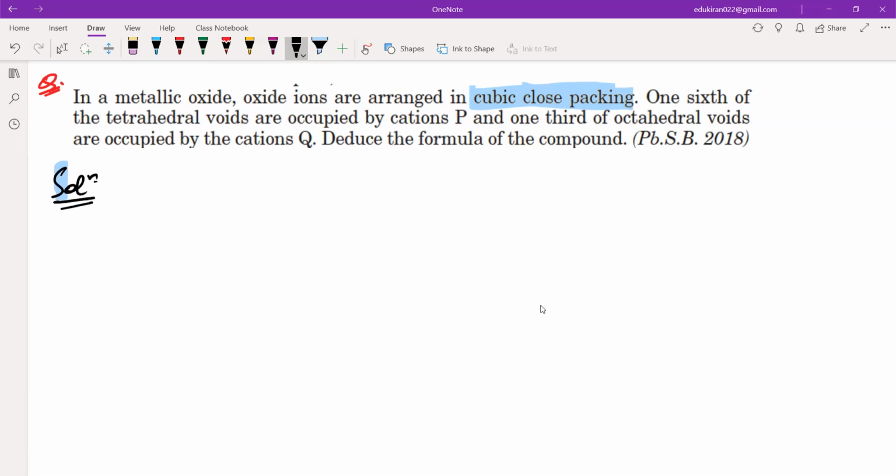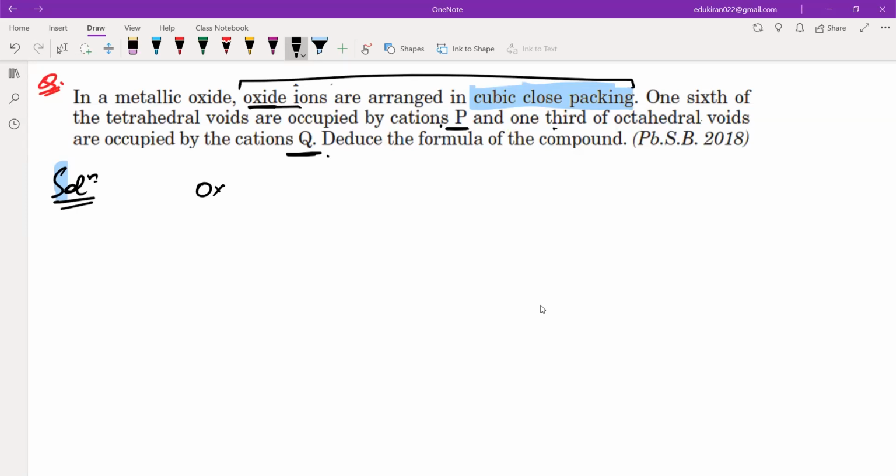So it is saying metallic oxides, oxide ions are arranged in cubic close packing. So we have oxide ions. 1/6 of the tetrahedral voids are occupied by cations P, and 1/3 of the octahedral voids are occupied by cations Q. So we have oxide ions, we have P, and we have Q also.